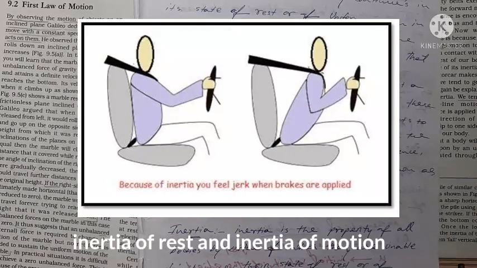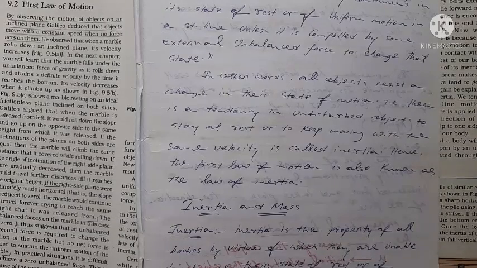And suppose you are sitting inside a vehicle, and suddenly the vehicle starts, then you are pushed backwards. Why? Because at that time you are in the state of rest, and although the vehicle starts moving, your body tends to stay in the state of rest. So when the vehicle suddenly starts moving, your body is pushed backward. That is known as inertia. The first case is known as the inertia of motion, and the second case is known as the inertia of rest.